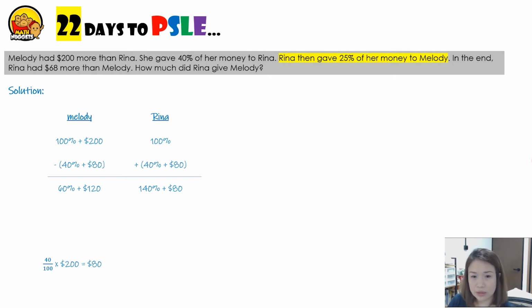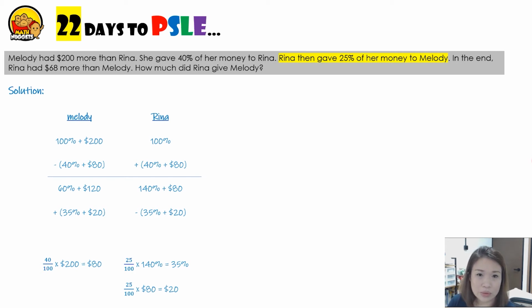Which means we need to find out what is 25% of Rena. So what's 25% of 140%? That's 35%. And we also need to find out what is 25% of the $80 that Rena has now. That will give us $20. So this is what we need to minus from Rena's side. So take away 35% and we take away the $20. And this whole chunk goes over to Melody. So over to Melody, we plus 35% and we plus $20.